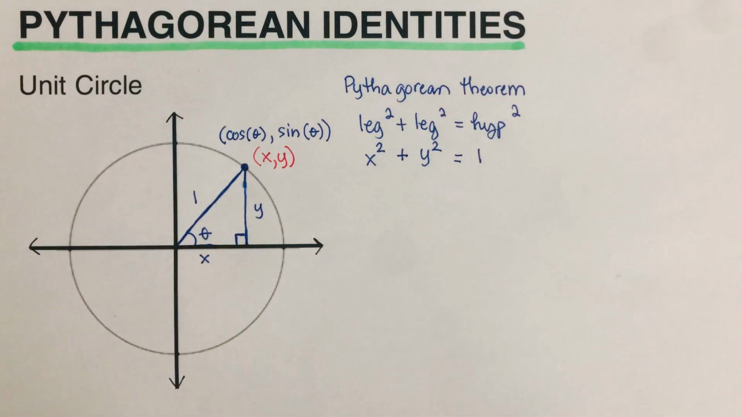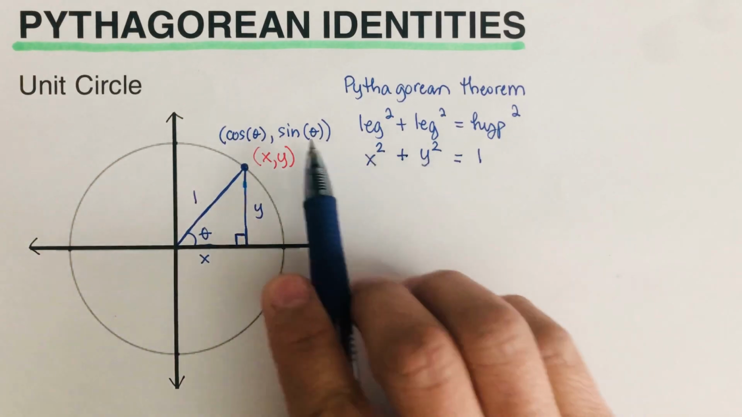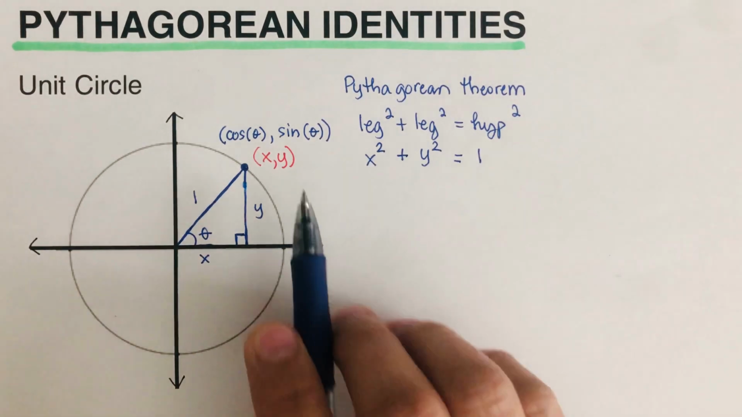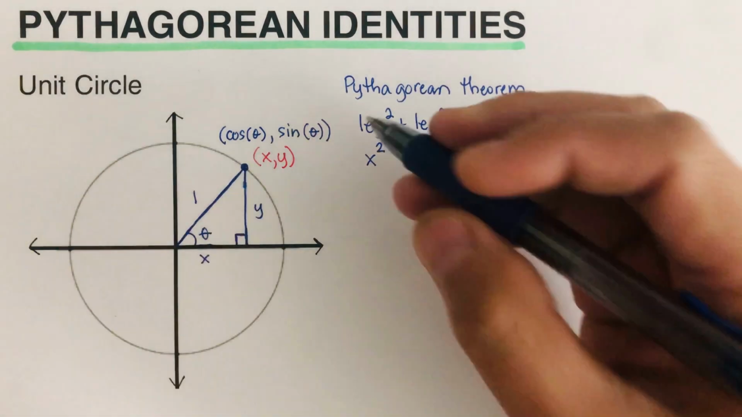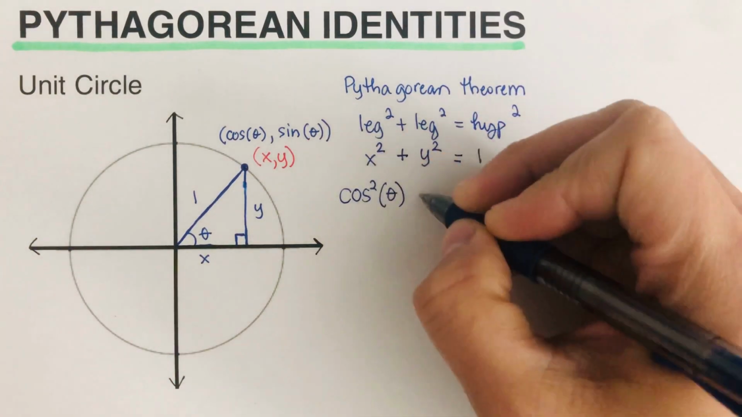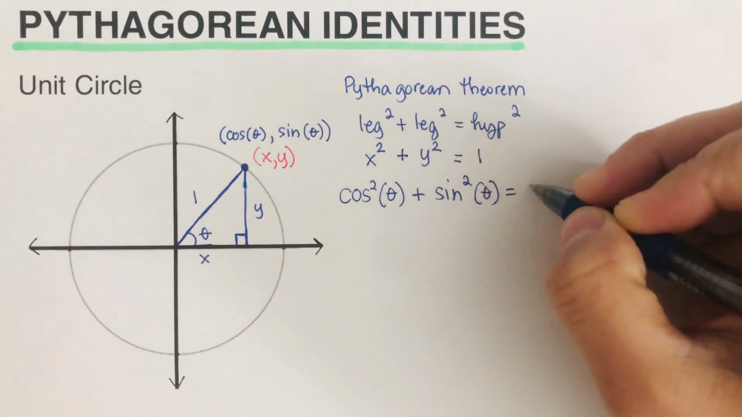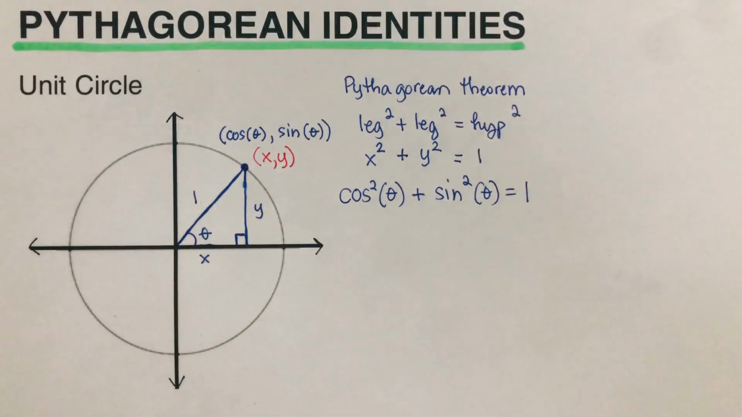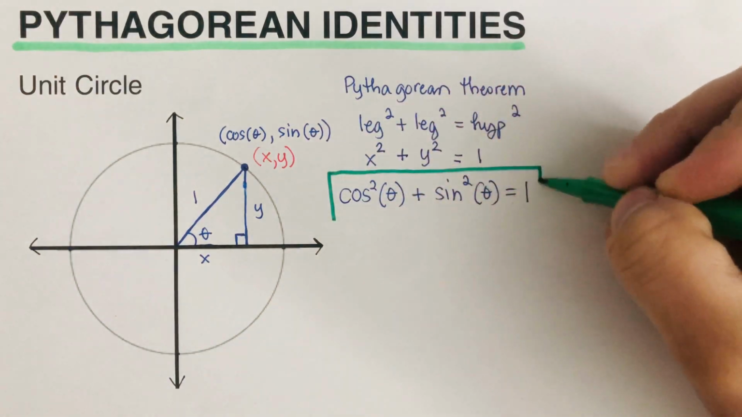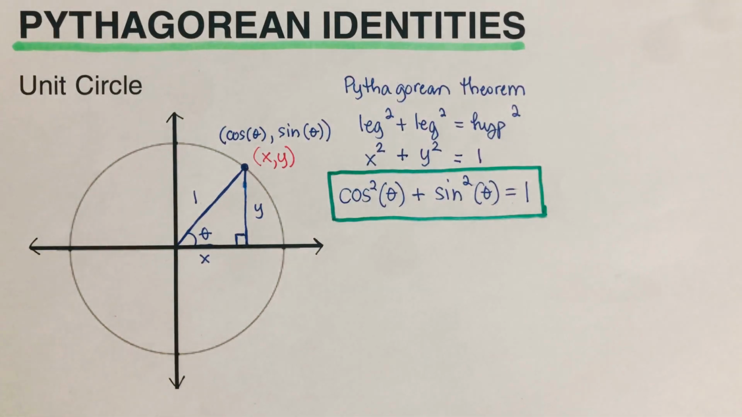Now, since x represents the cosine of the angle and y represents the sine of the angle, we can change this. Instead of writing x squared, we replace it with cosine. So the equation comes out: cosine squared of theta plus sine squared of theta is equal to 1. And this is our first Pythagorean identity. I'm just going to put that inside a box right here. So this is the first Pythagorean identity.